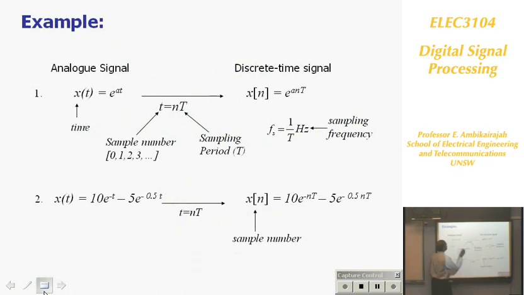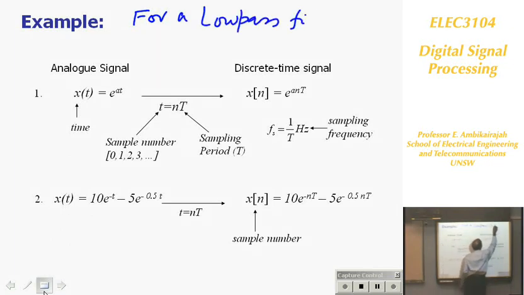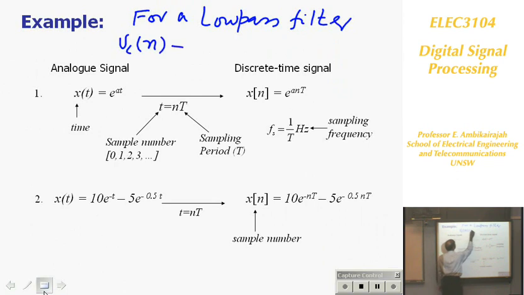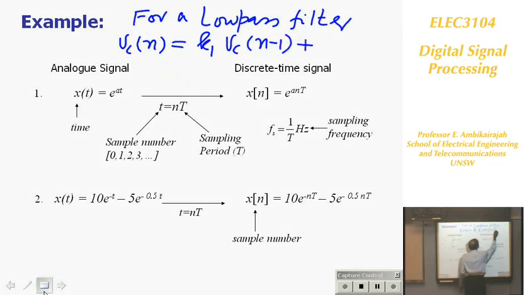So you can simply say, for a low-pass filter, the equation becomes b(n) equal to a constant K1 times b(n-1) plus a constant K2 times e(n). That's what we proved earlier: if you implement that filter, it becomes a low-pass filter.